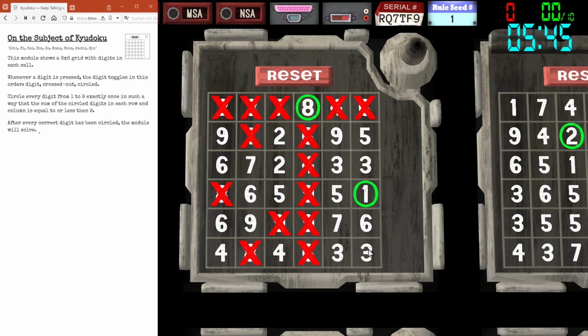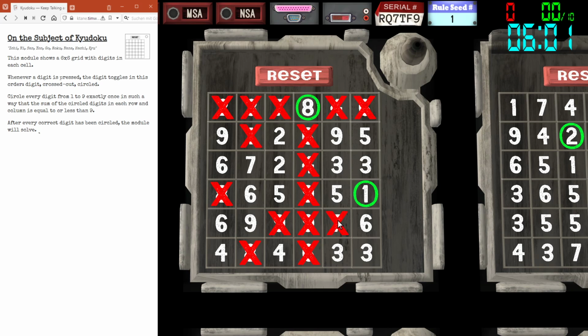Now, together with all the others, we sadly cannot cross out something else in the row or the column where the 1 is, because a 1 plus a 3, for example, would still only make 4 and not greater than 9. So let's see.